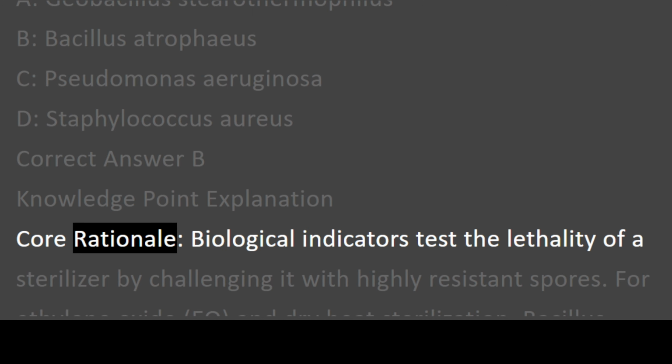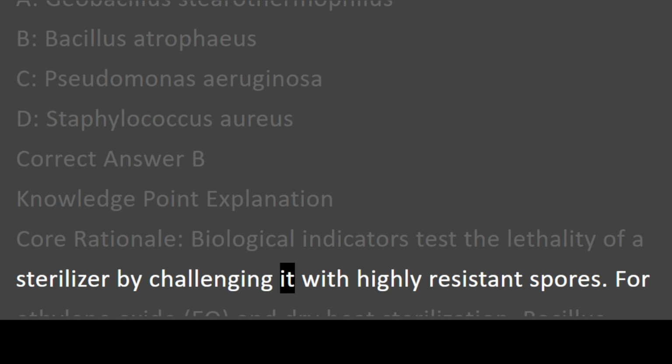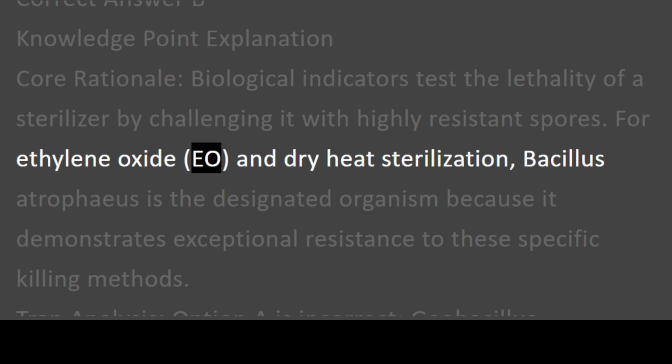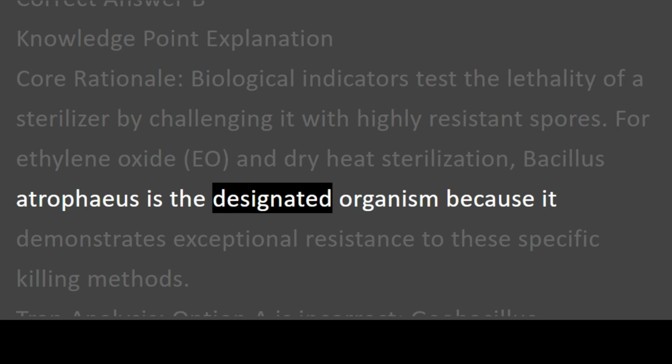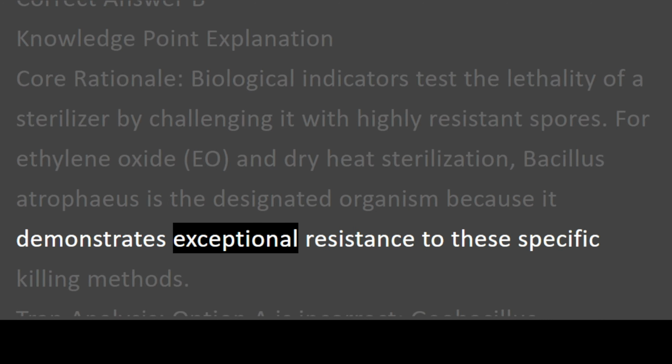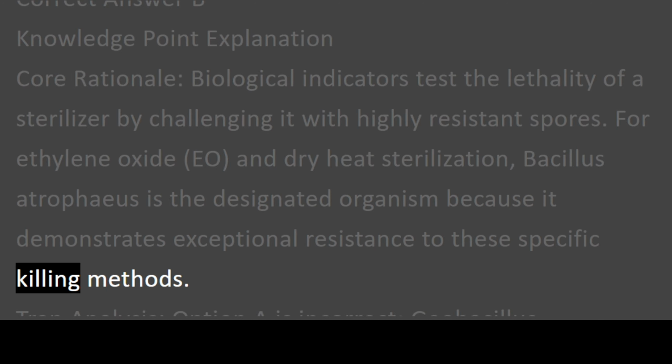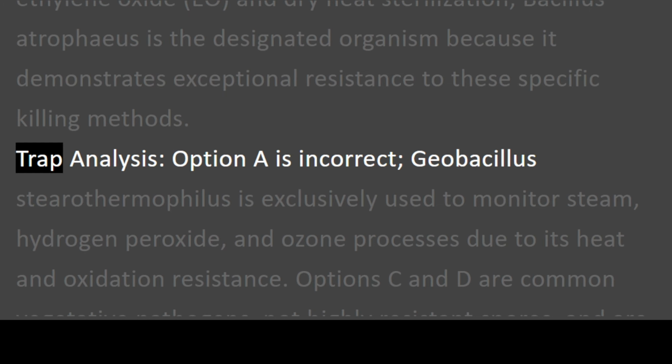Core rationale. Biological indicators test the lethality of a sterilizer by challenging it with highly resistant spores. For ethylene oxide, EO, and dry heat sterilization, Bacillus atrophaeus is the designated organism because it demonstrates exceptional resistance to these specific killing methods. Trap analysis.